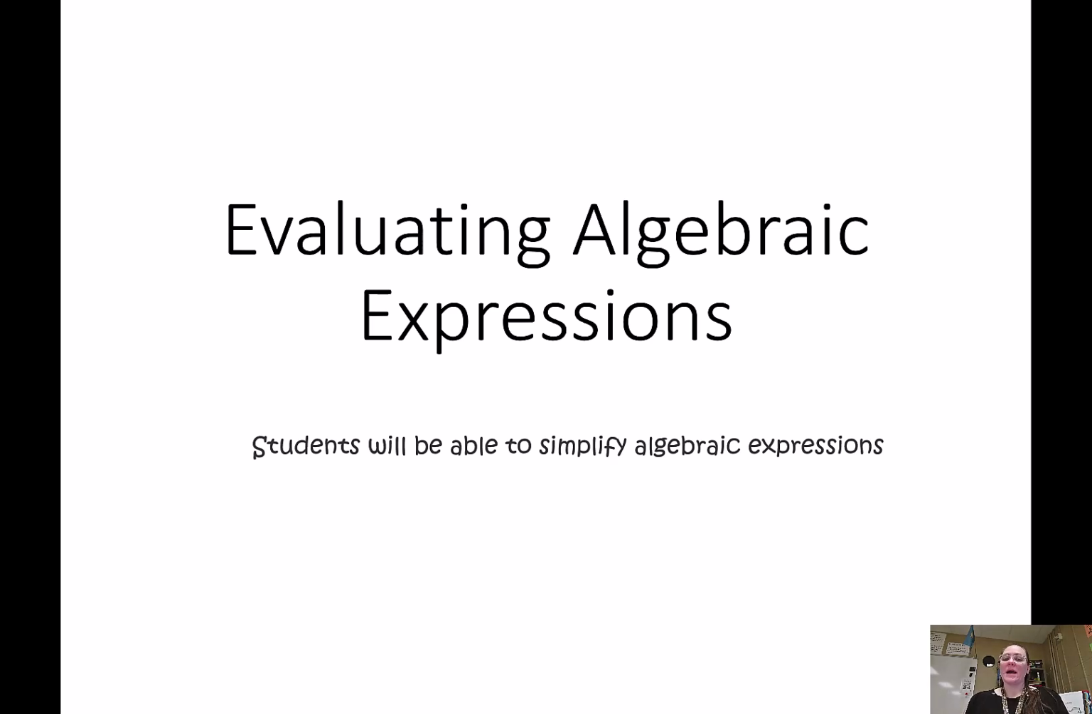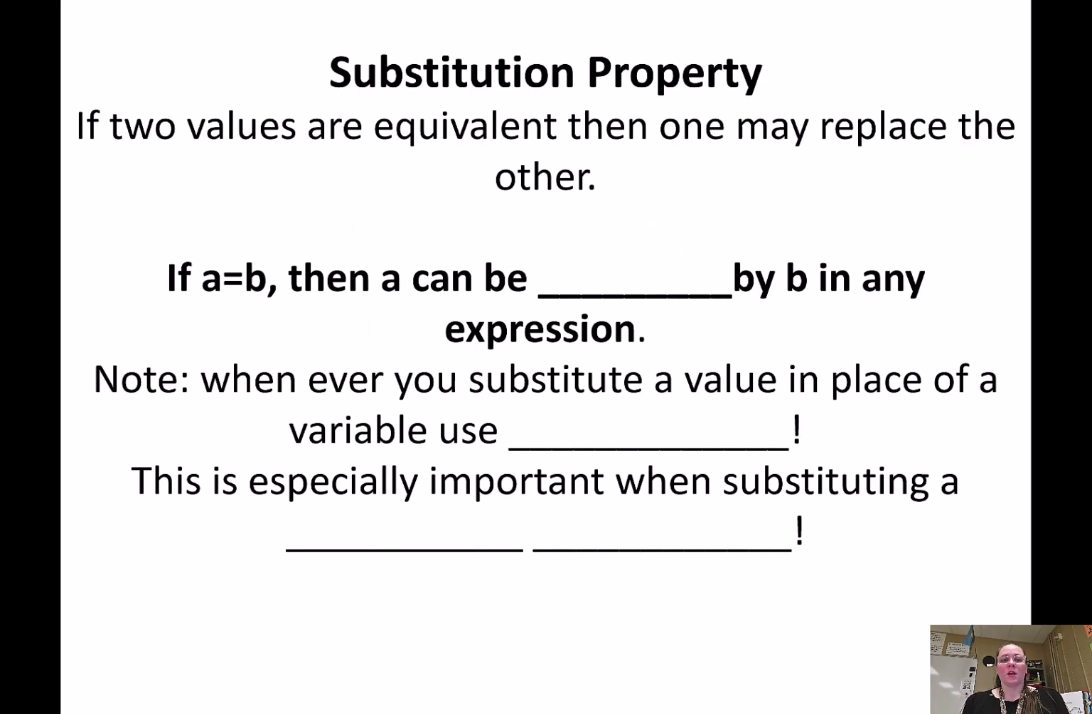Right, welcome back. Today we're going to talk about evaluating algebraic expressions. In this, we're going to be able to simplify algebraic expressions by using substitution. So, when we're evaluating, we're using the substitution properties. If two values are equivalent to one another, then one may replace the other. So, if A is equal to B, then A can be replaced by B in any expression.